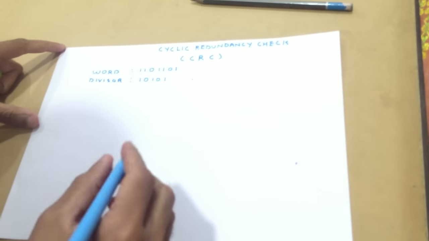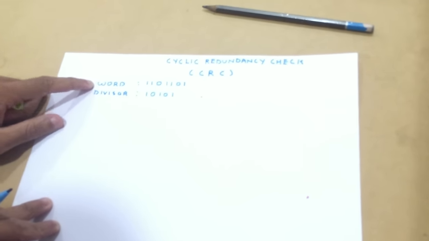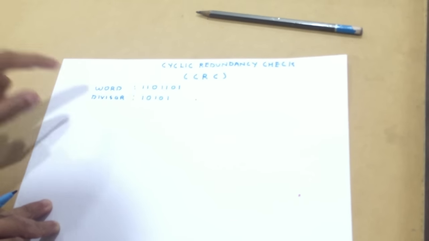I'm gonna start now. This is our data word which is to be transmitted from the sender to the receiver, and we have a divisor which is given. So how does this work?